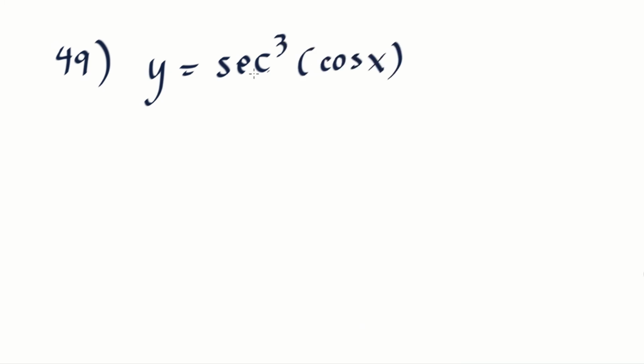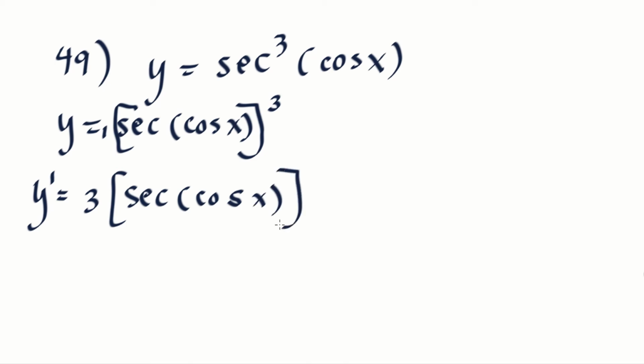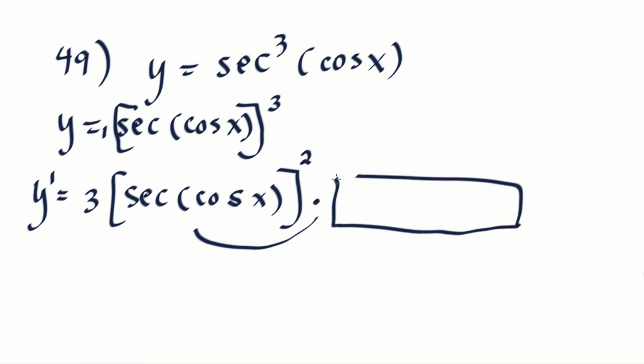All right, let's look at number 49. How about if it's secant cube of cosine x? Let's go ahead and rewrite this as secant of cosine x, everything raised to the third. They mean the same. So the chain rule says multiply 3 times 1. Copy that same base, secant cosine of x, now raise to the second power, and multiply everything by the derivative of that secant cosine x.